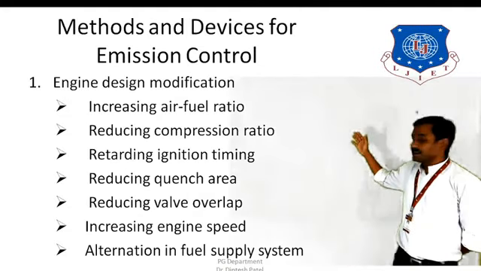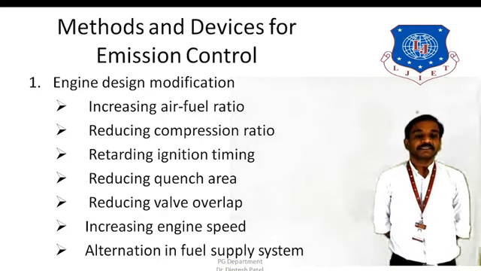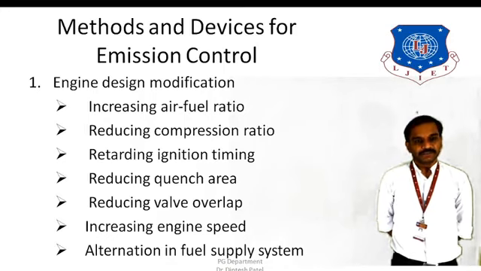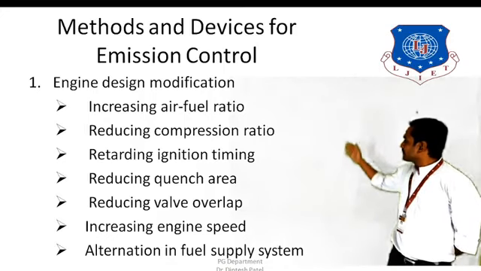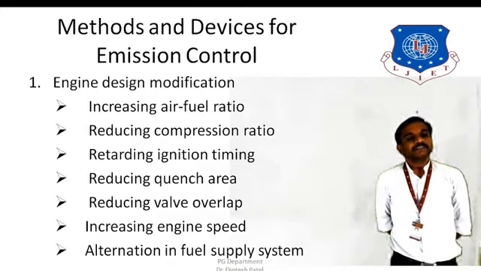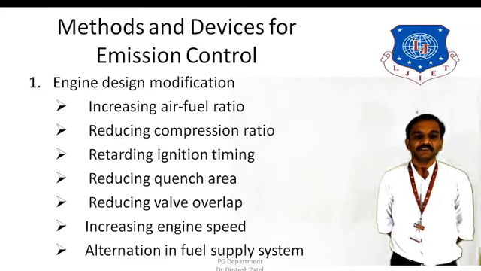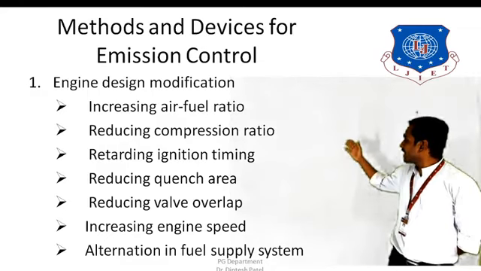So let's start with the different methods or devices for emission control. The first one is by changing the design of the engine. Here some suggestions are given which can be implemented to control the emissions emitted from vehicles. The first one is by increasing the air fuel ratio.